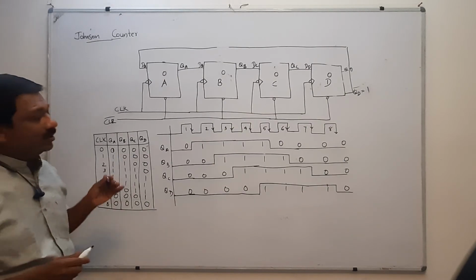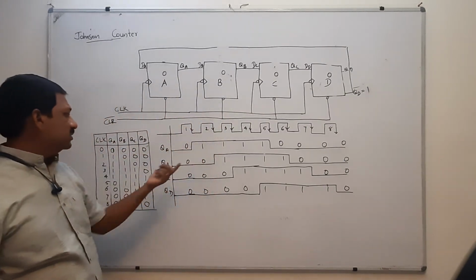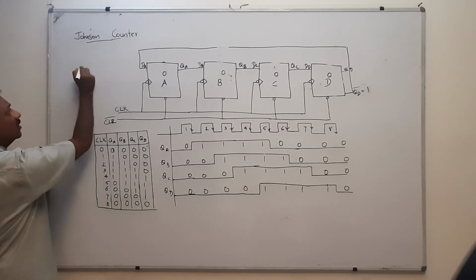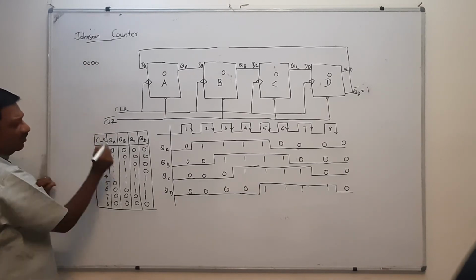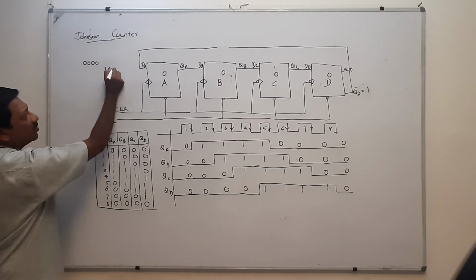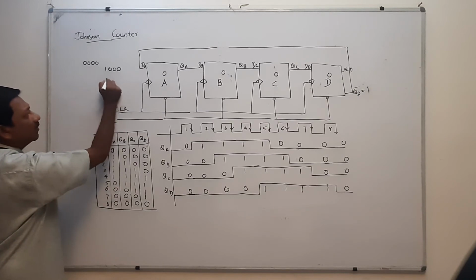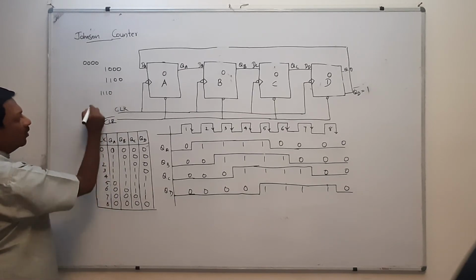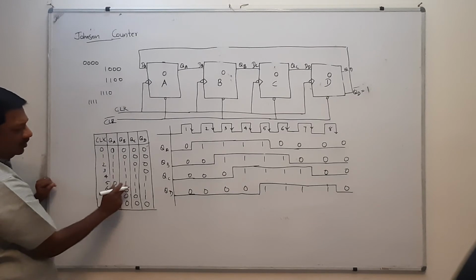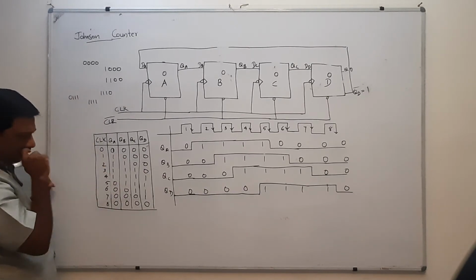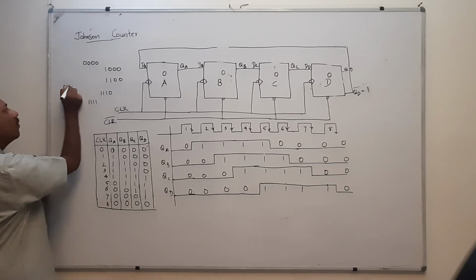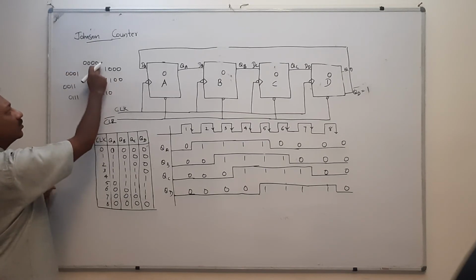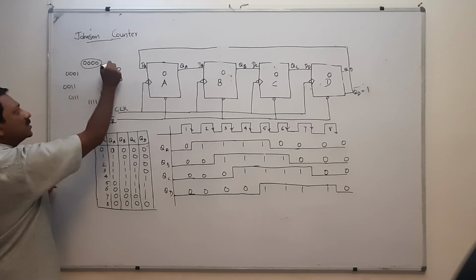Okay, now this is the timing diagram. Now the state diagram for this: here we have 8 states, starting from 0 0 0 0, 1 0 0 0, 1 1 0 0, 1 1 1 0, 1 1 1 1, then 0 1 1 1, 0 0 1 1, and 0 0 0 1, and back to 0 0 0 0. So this is the state diagram.